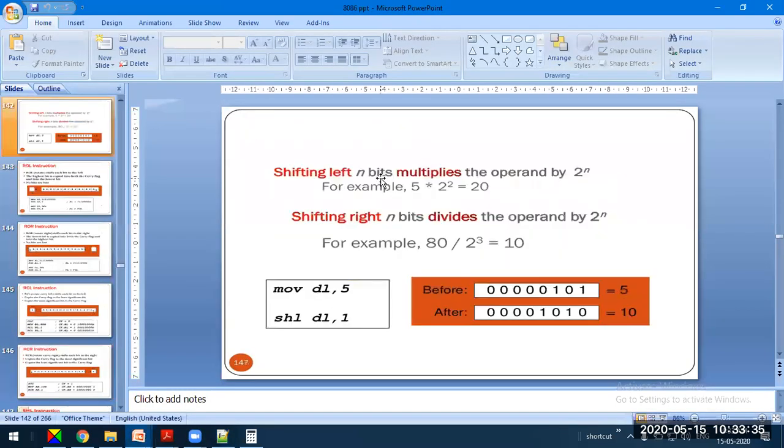Shifting n bits multiplies the operand by 2 power n. Shifting left is equivalent to a multiplication operation, a 2 power n operation. Shifting right is a division operation. This we understood with the other example.